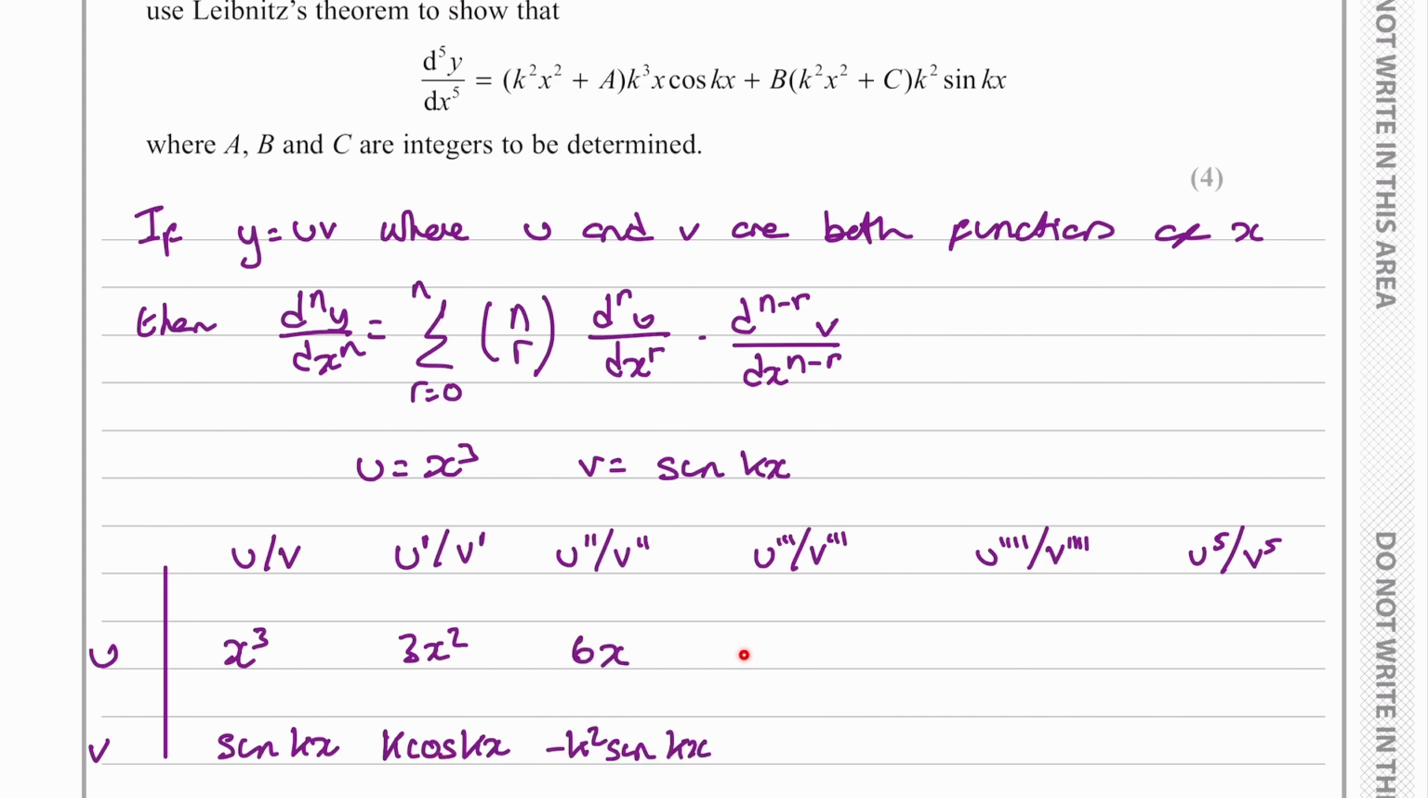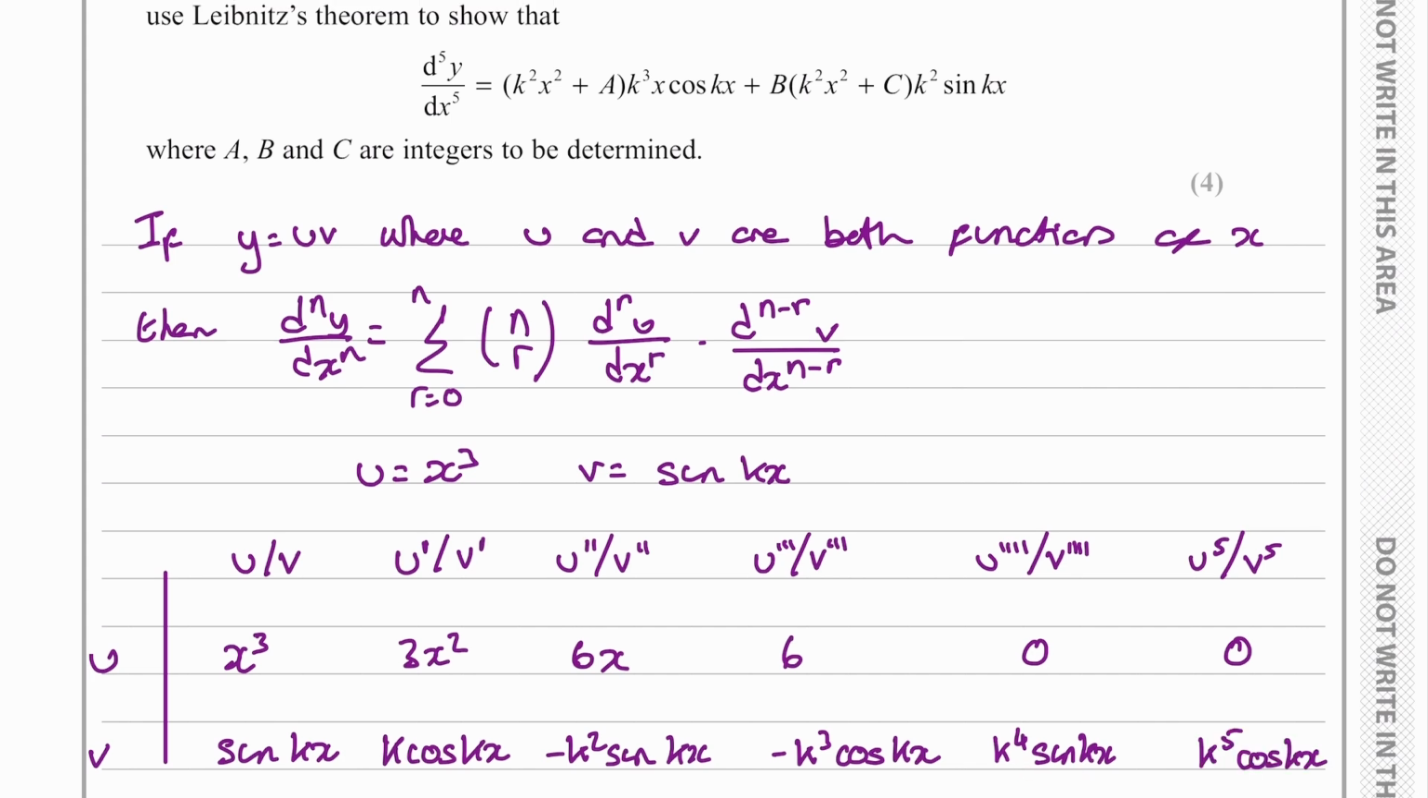If we differentiate these again, we get 6 and negative k cubed cos kx. And then when we differentiate the 6, we get 0 and 0 again. When we differentiate negative k cubed cos kx, we get k to the 4 sine kx. And then finally, when we differentiate this, we get k to the 5 cos kx. Okay, so now we've got our derivatives, we can substitute these into our formula.